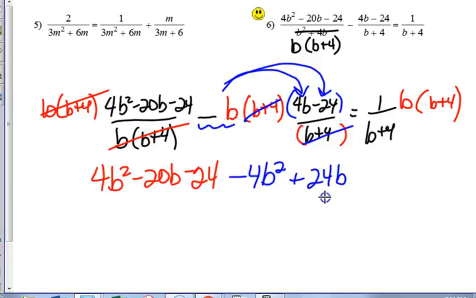You could distribute just the b and then remember to change the signs. Yeah, leave it in parentheses till you change the sign. Yep. And here the b plus 4 cancels, so what do we end up with on the right side? B. Just a 1b, yep. All right, do some algebra. 4b squared.